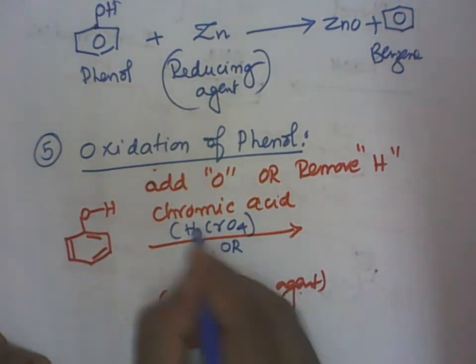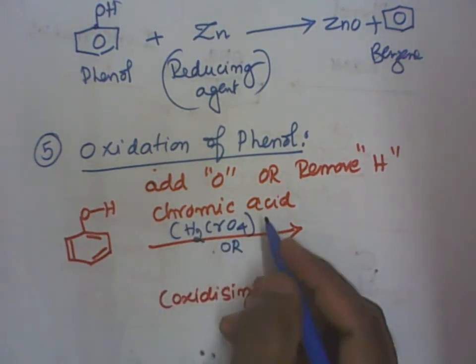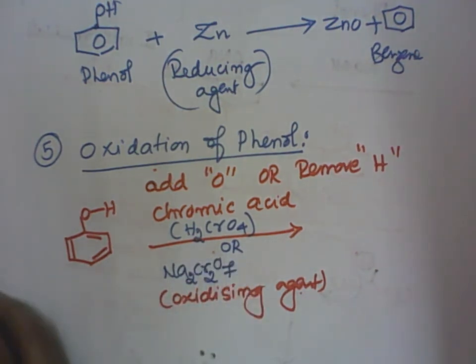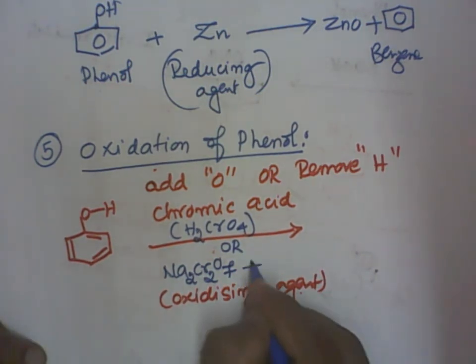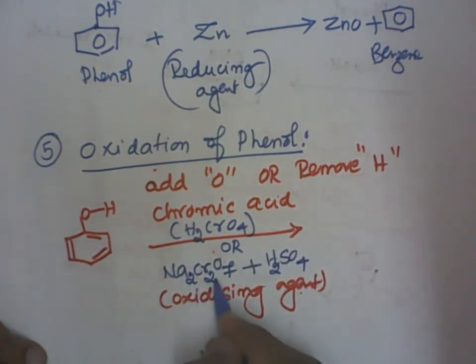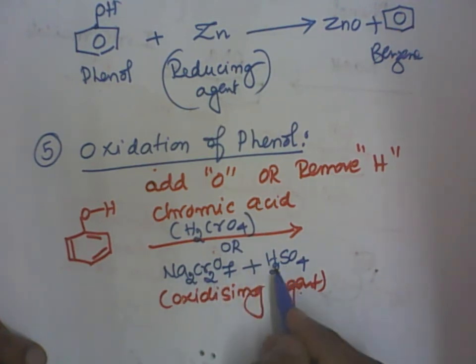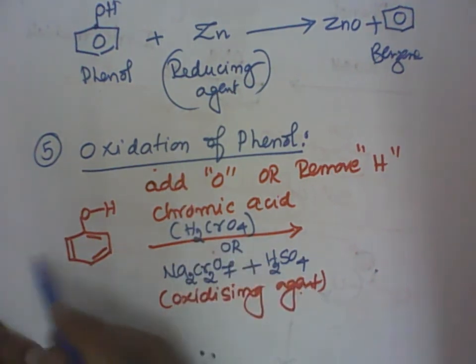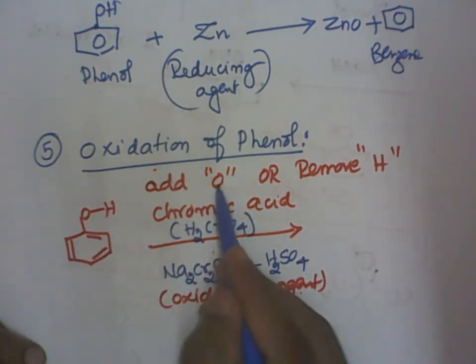Or if the acid is not available directly, we can prepare it by mixing sodium dichromate, Na2Cr2O7, and sulfuric acid. Sodium dichromate and sulfuric acid produce chromic acid. What do you mean by oxidation? Either add oxygen or remove hydrogen.